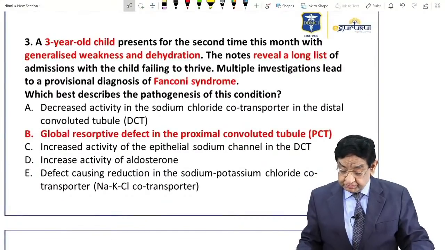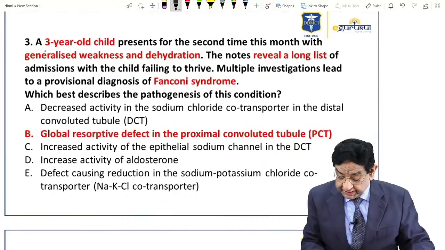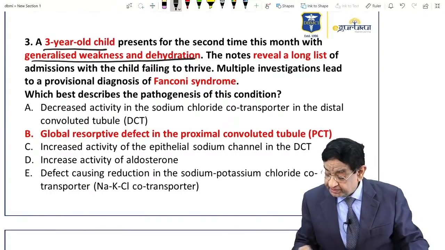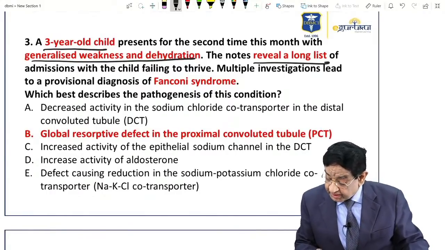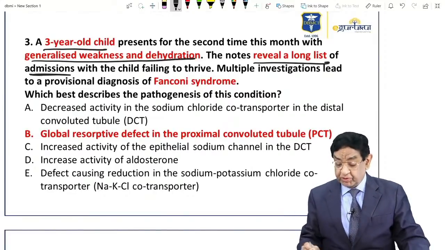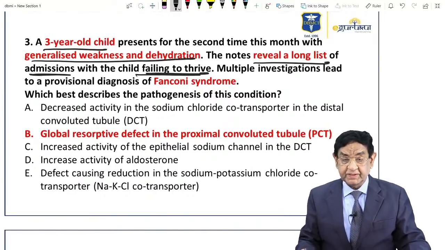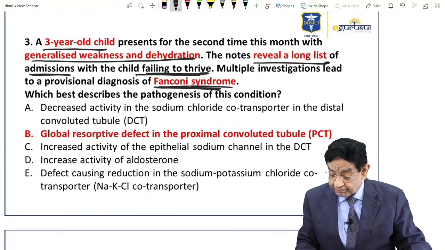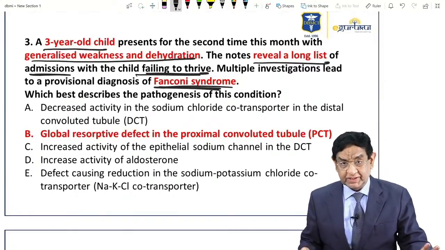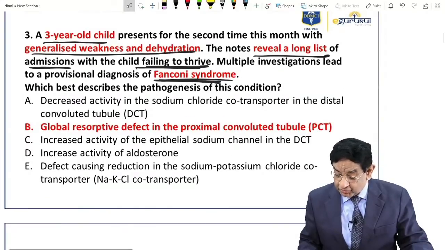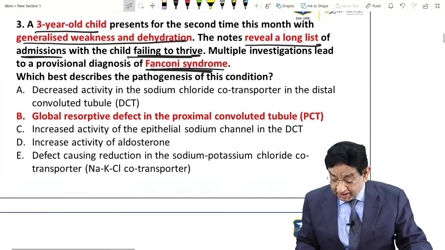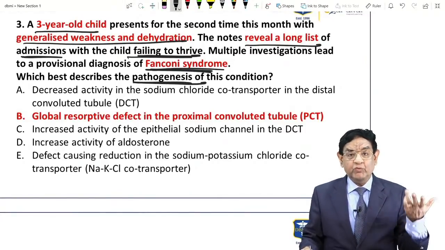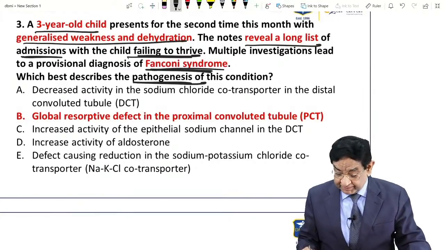Okay, so we get a 3-year-old child with generalized weakness and dehydration, and a long list of admissions because the child is not able to thrive. Repeatedly he is getting hospitalized, and they have given a diagnosis also of Fanconi disease. Well, you are lucky that you are getting the answer. But now he's smart. What is the pathogenesis of this condition? What is the actual site of the problem and what is happening?